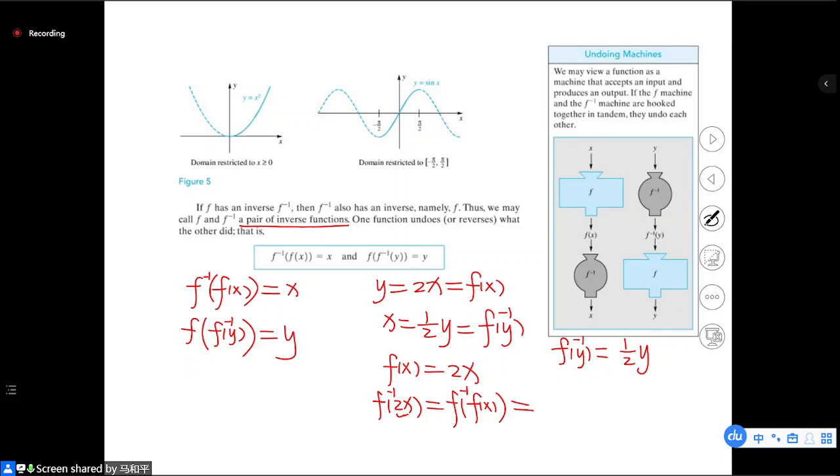Here the variable is 2x. This means we should replace y by 2x. This is 1 over 2 times 2x. So we find this is x. And this means f inverse of f is equal to x. So one function undoes what the other did. Any questions for this?